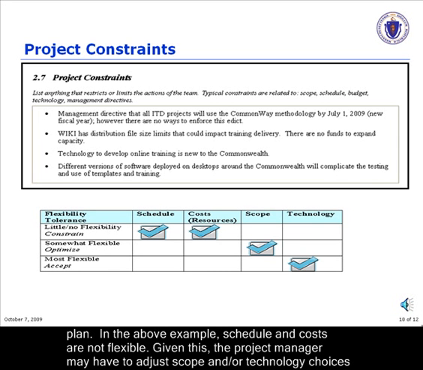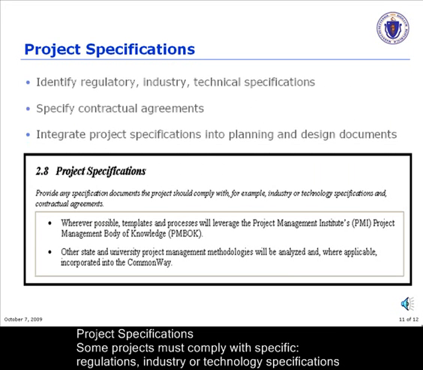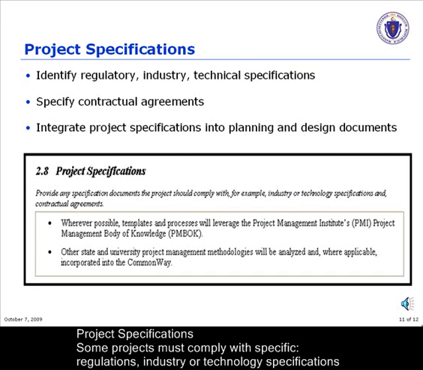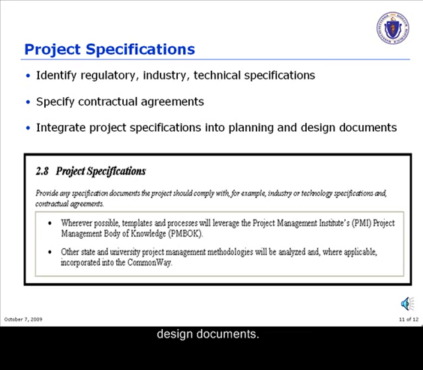In the above example, the schedule and costs are not flexible. Given this, the project manager may have to adjust the scope and/or technology choices to ensure that these constraints are respected. Project specifications. Some projects must comply with specific regulations, industry or technology specifications, and contractual agreements. Identify these specifications and ensure that they are incorporated into the appropriate planning and/or design documents.